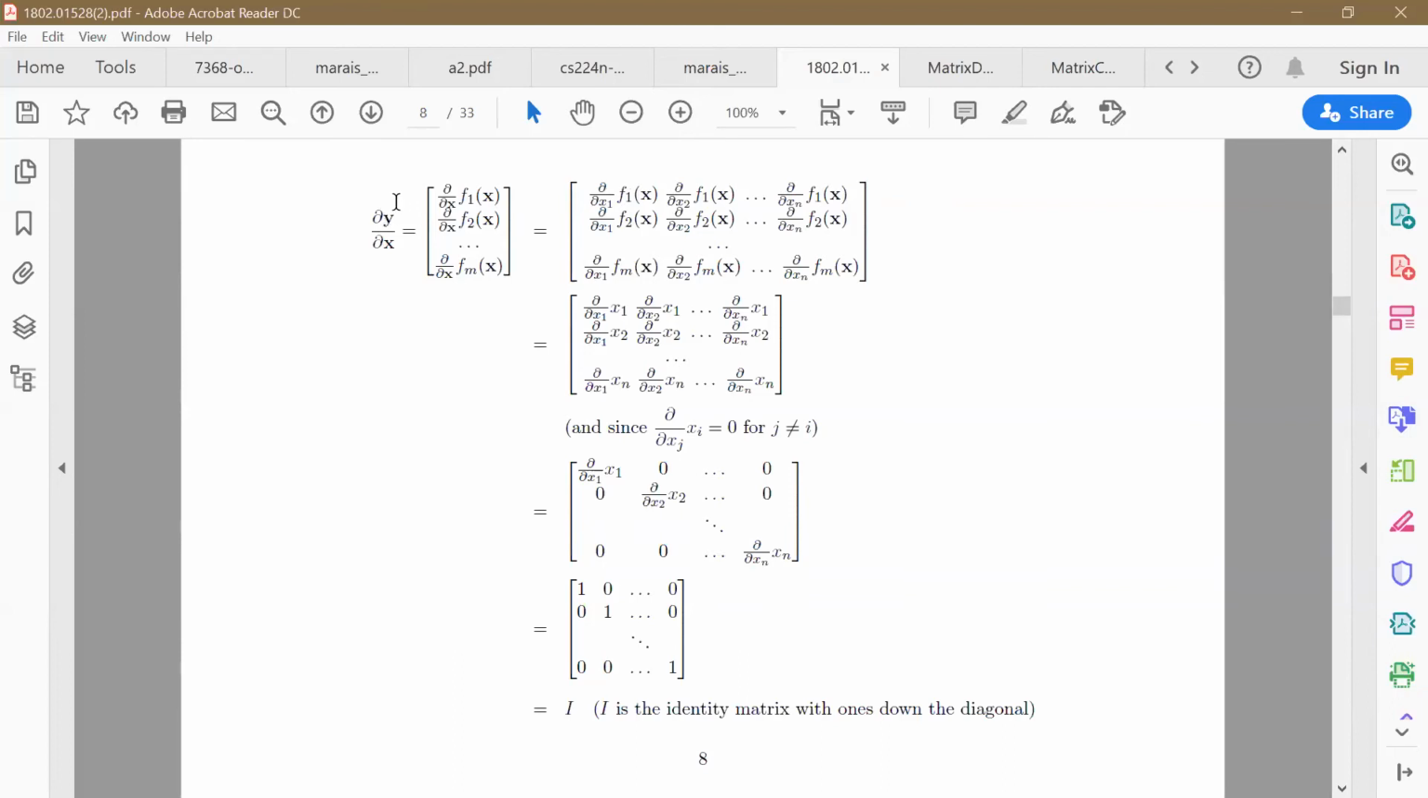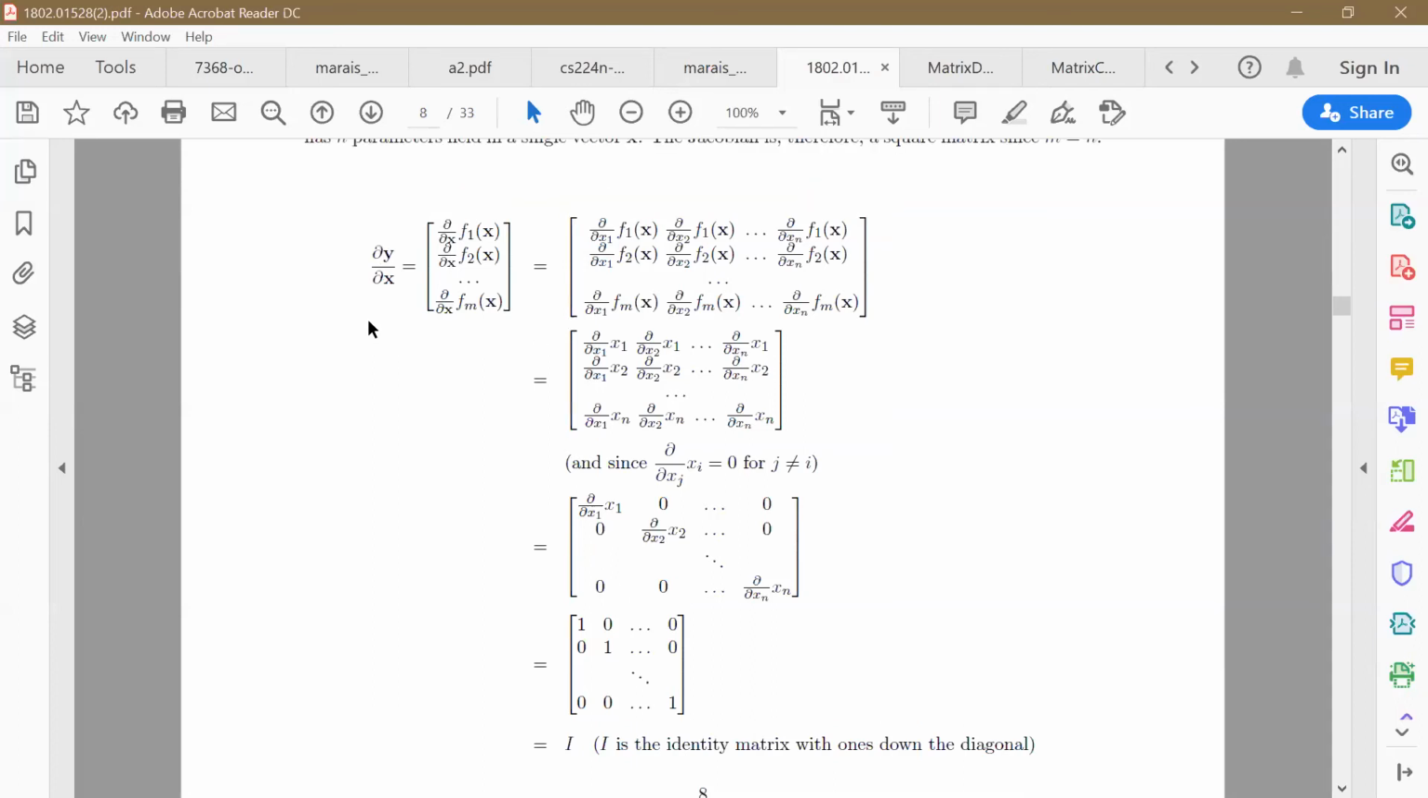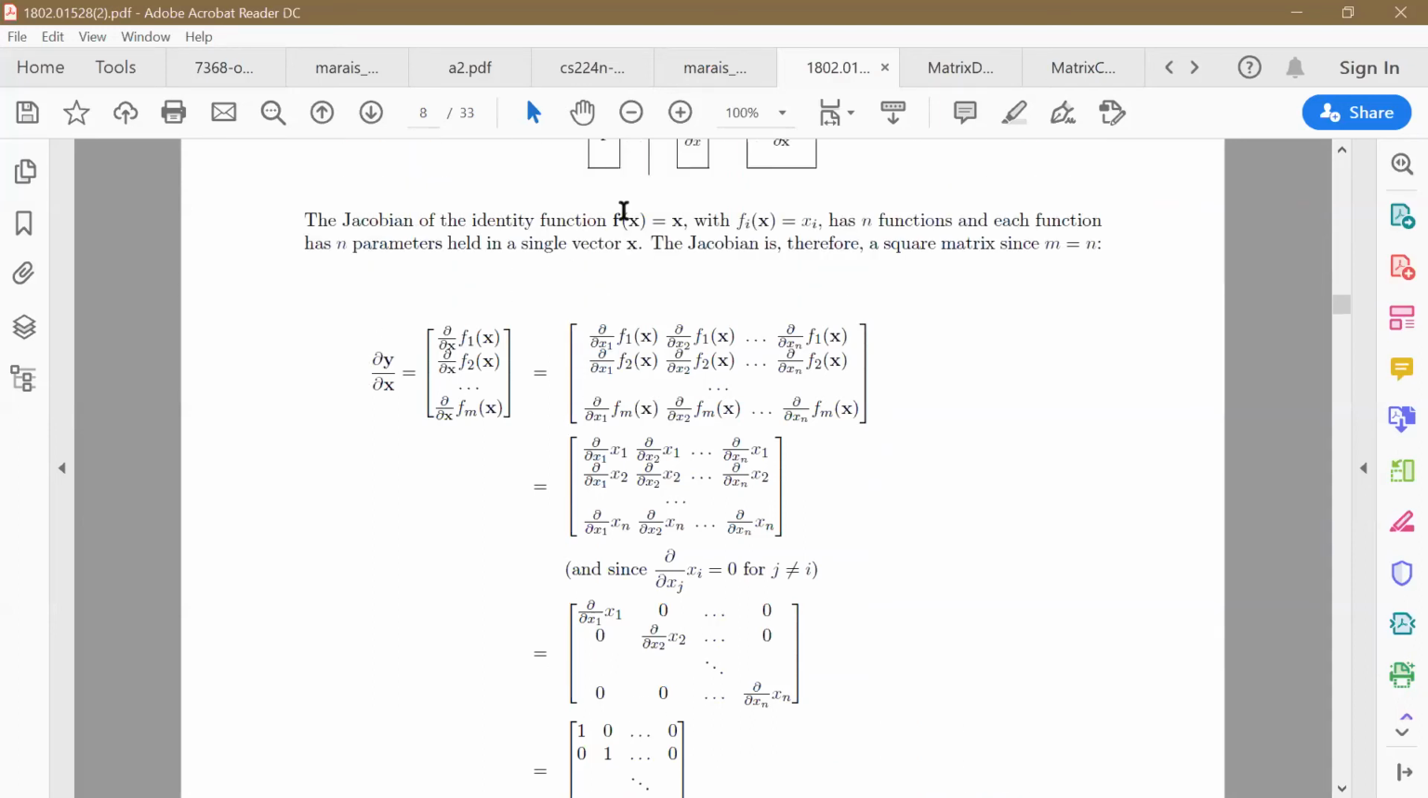Now, what determines the number of rows? The number of rows is determined by the dimensionality of y, and remember, y is basically a stack of functions. But in this case, y is the same as x, because we're trying to take the derivative of x with respect to x, right? So the number of columns, which is determined by the denominator, is the same as the number of rows, which is determined by the numerator. Does that make sense?